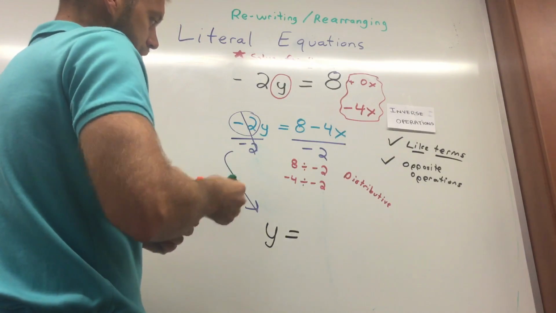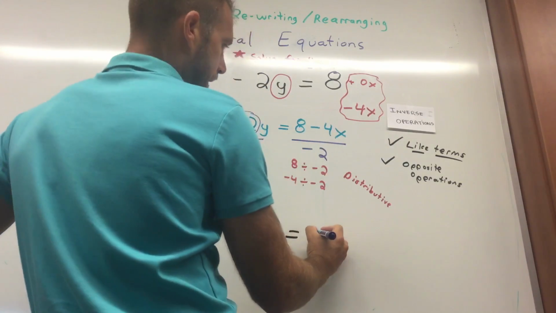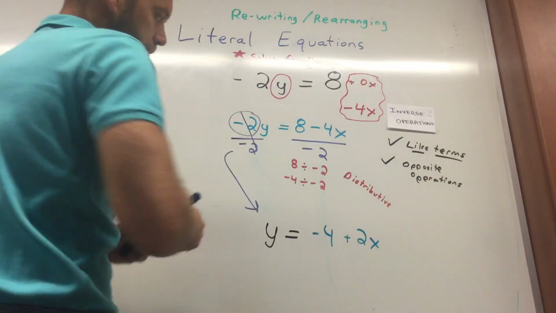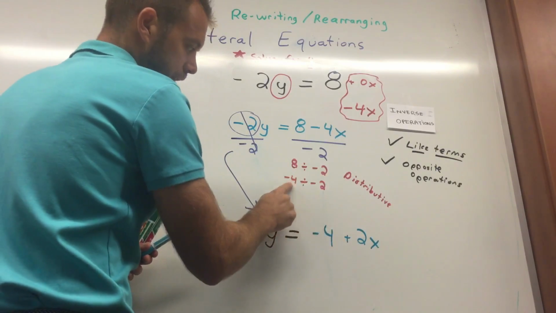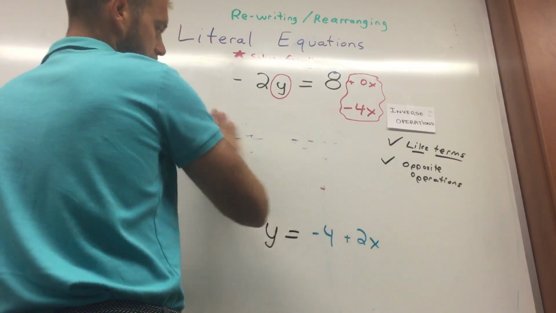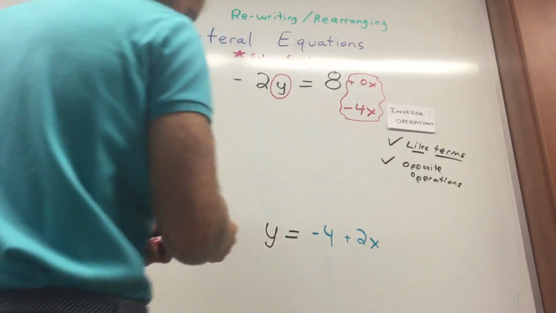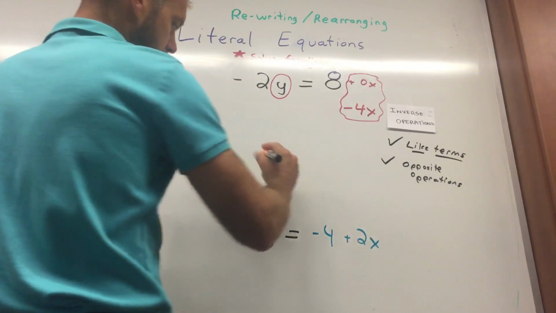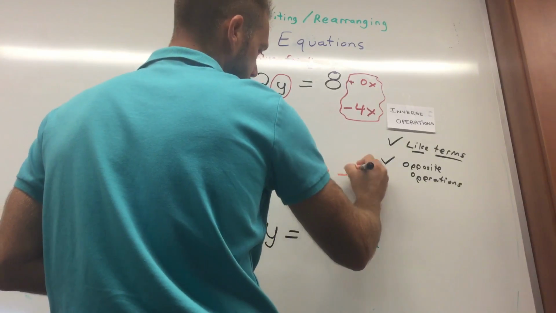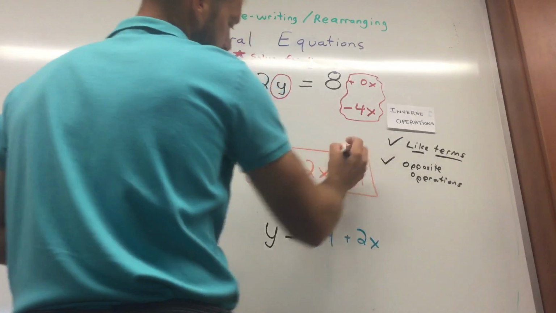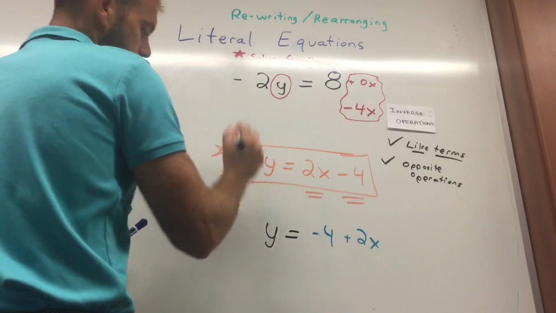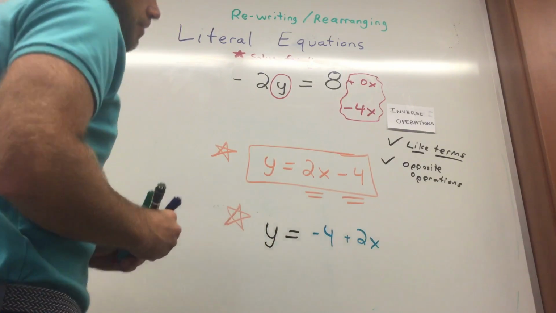So then what remains is y equals negative 4 plus 2x. Again, because 8 divided by negative 2 is negative 4, and negative 4x divided by negative 2 is positive 2x. Let me just erase this, and then you can actually rewrite this if you want. This is what's going to be called slope-intercept form, which you're actually going to learn. And this is the typical way you write it, with the x's in the front, the constant in the back, and the variable there. So now we have resolved this, rewritten it for y, and that is all the skill you're doing.